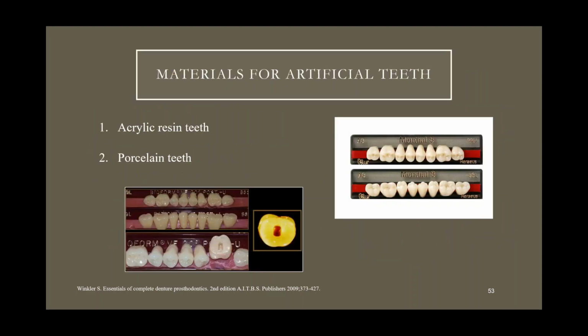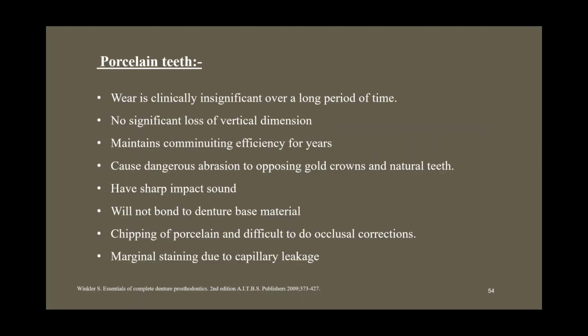Some of the materials for the artificial teeth include the acrylic resin teeth and the porcelain teeth. The porcelain teeth show wear that is clinically insignificant over a long period of time, so the vertical dimension is maintained, and it also maintains its efficiency for years. But these teeth can cause abrasion to the opposing gold crowns and natural teeth, so they should not be used against natural teeth. And they also make sharp impact sounds.